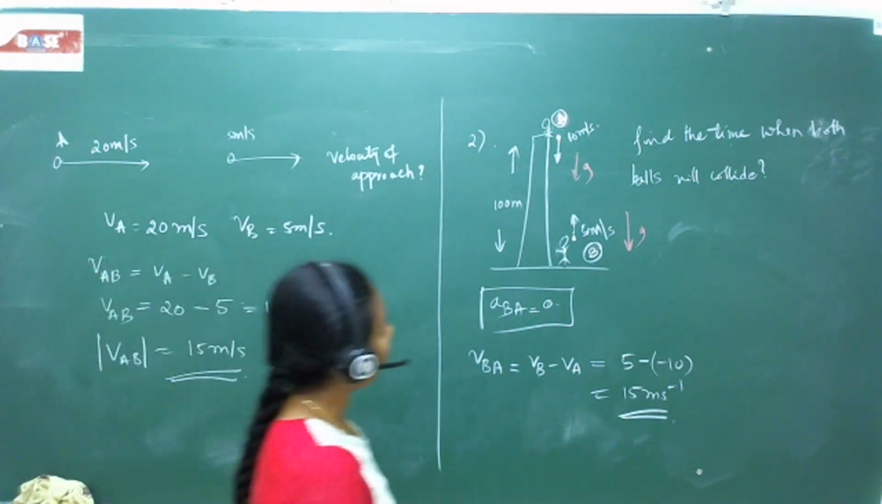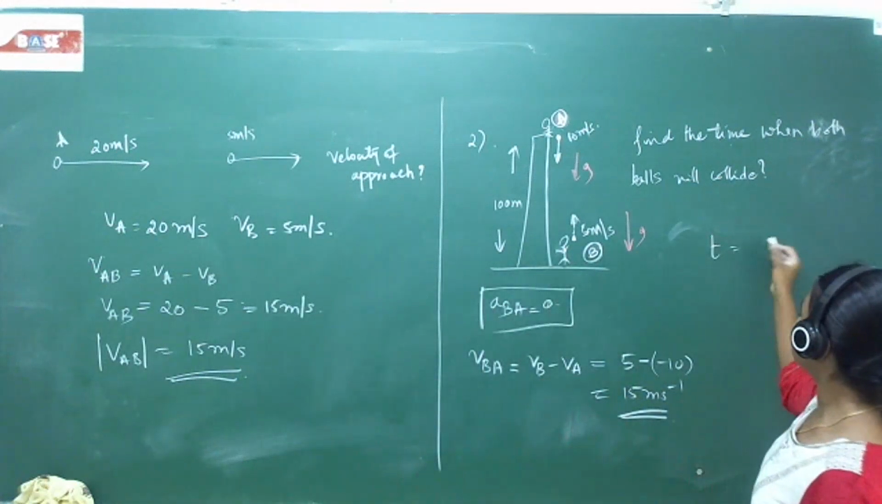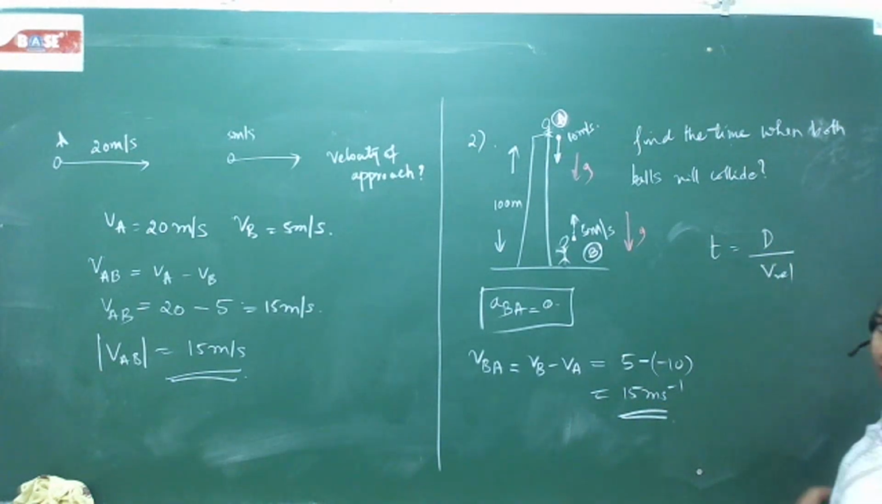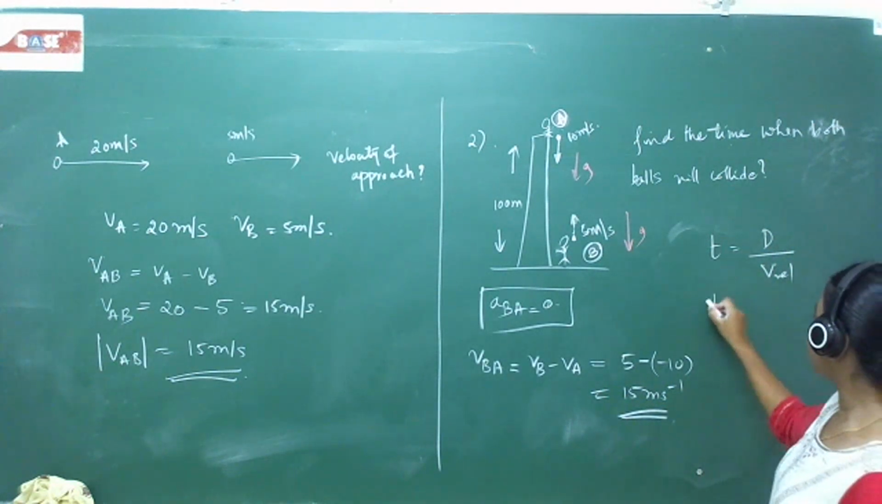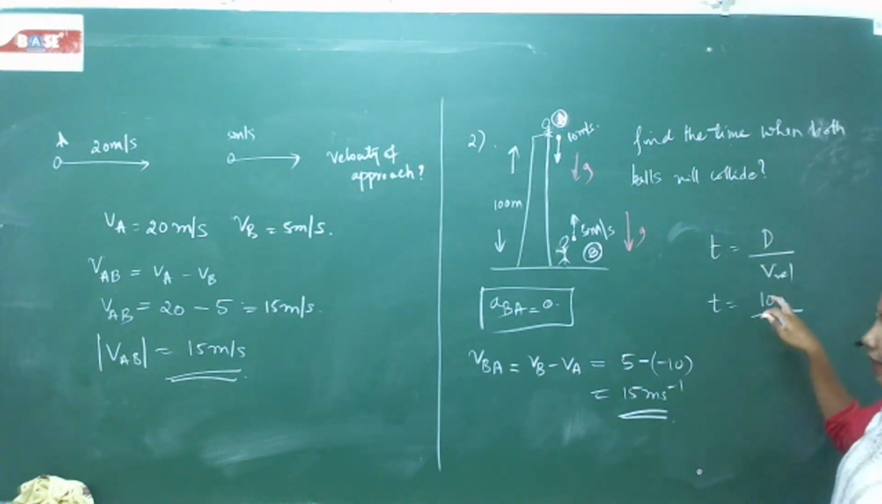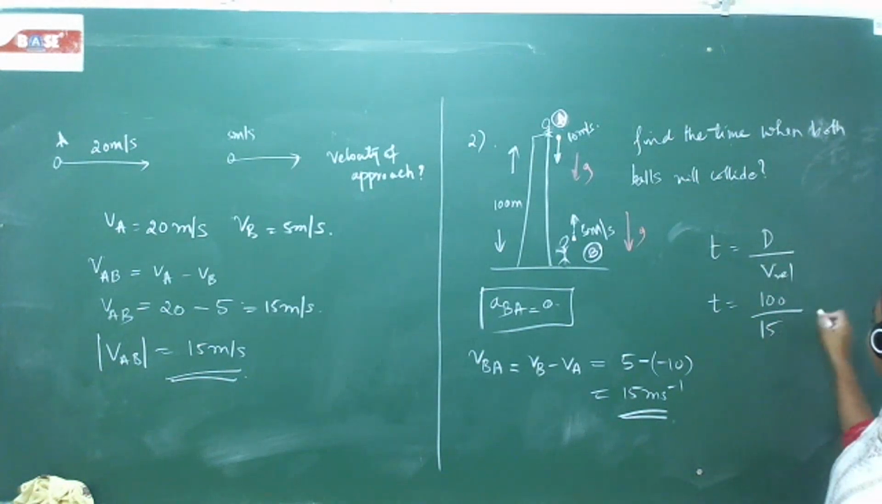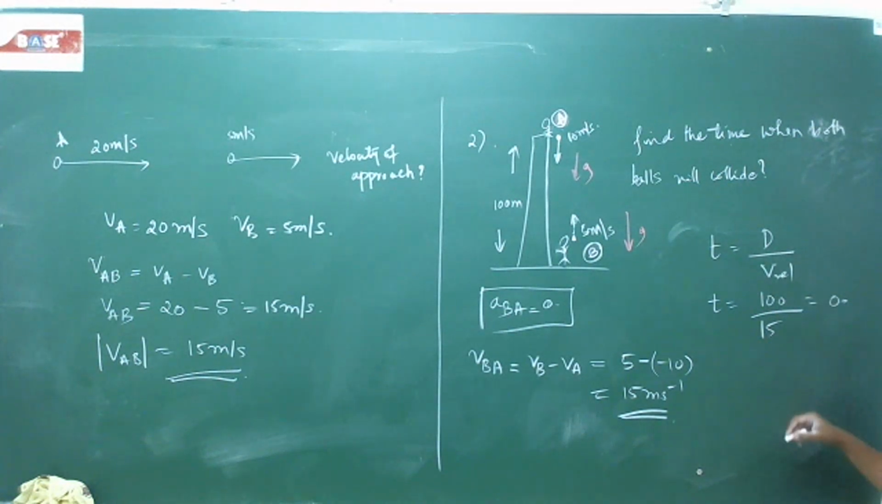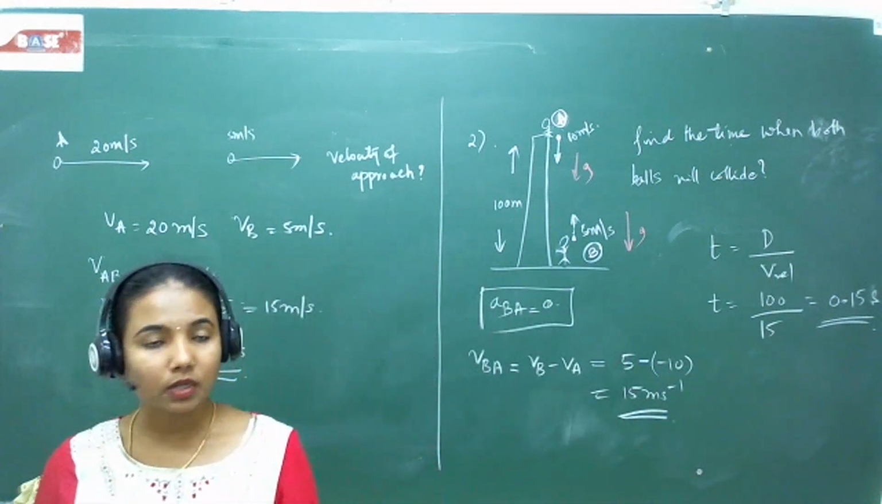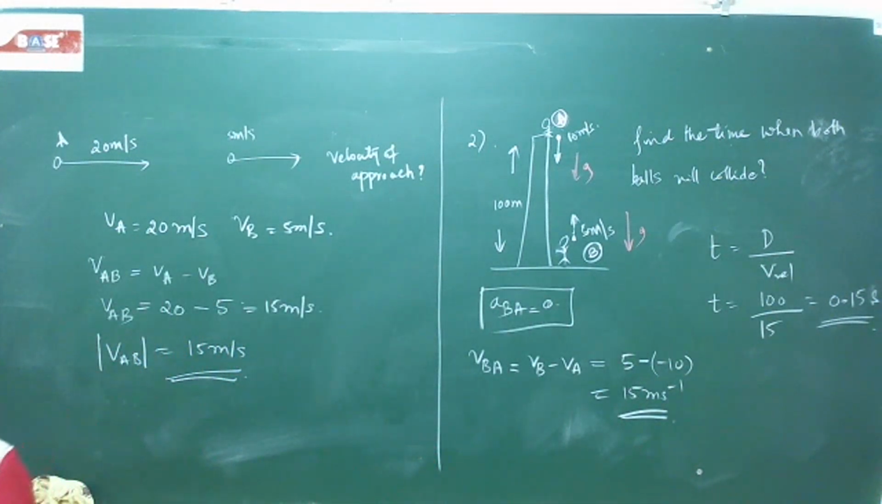So here they have asked you to find time, right? So time is equal to distance by velocity. Here velocity is replaced by relative velocity. So time is equal to distance, or the height, 100, divided by relative velocity, that is 15. So this will be 0.15 second. So this is the time required for the two balls to collide with each other.